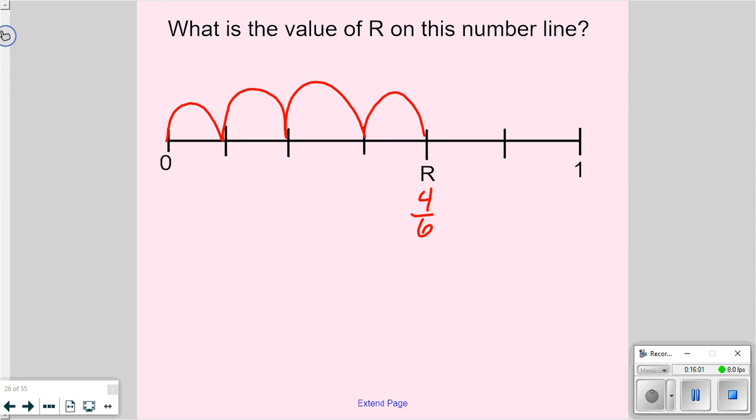What fraction could I write at 1 whole? What would be the value of 1? What could I write at 1 whole, Colby? 6/6. I could write 6/6. I could just keep counting. It's a 6/6. What fraction could I write at 0? Zach? 0/6.